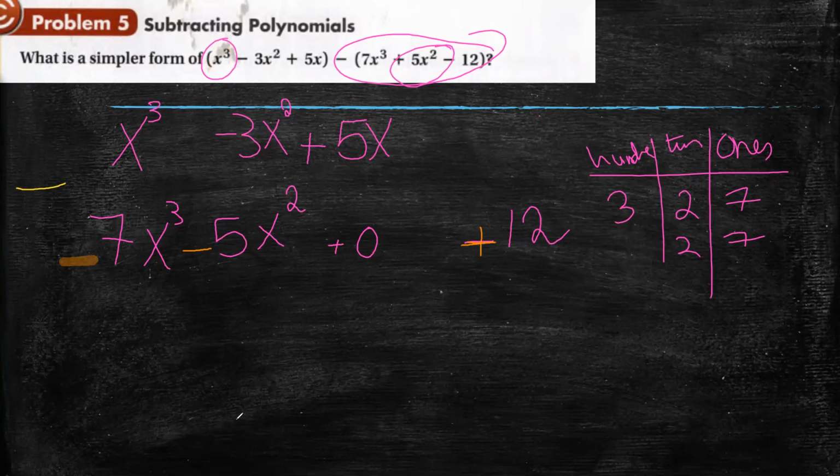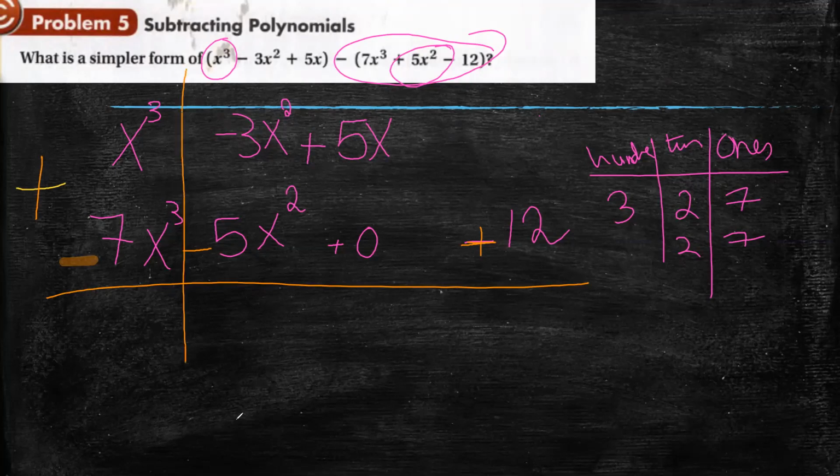This is them. After I change all of them, I will go back and make this minus a plus. Then I will add, as I did in the previous problem. Then I will say, let's make them like this.